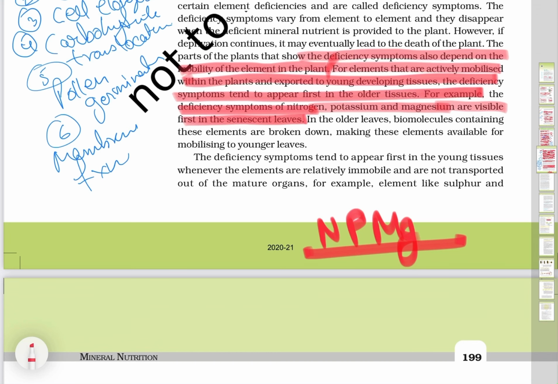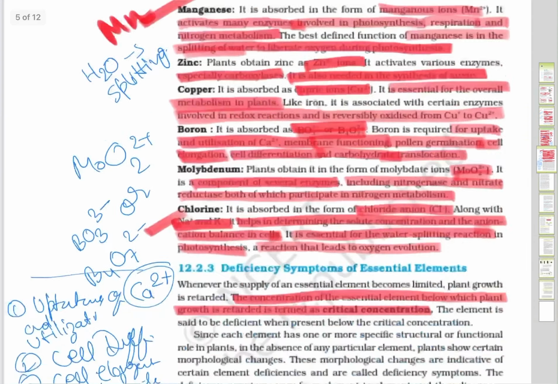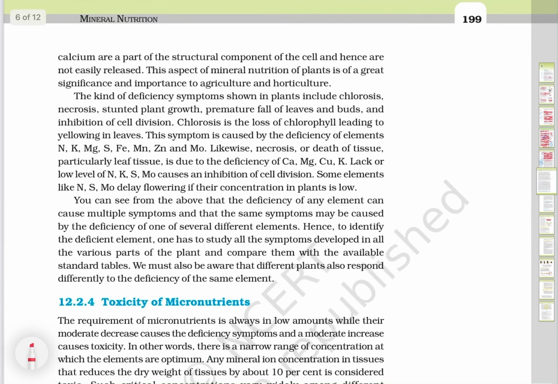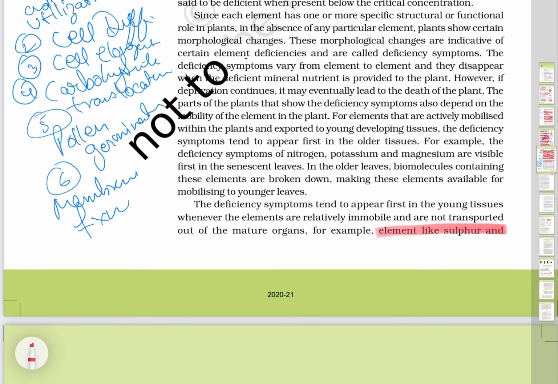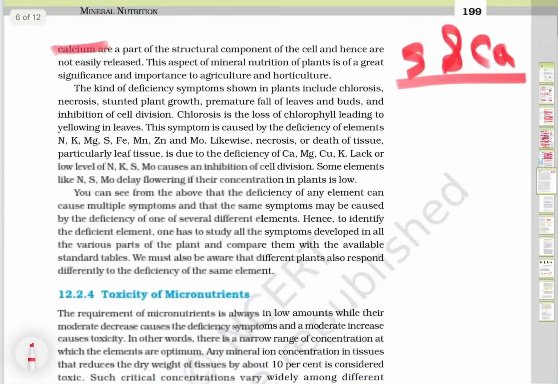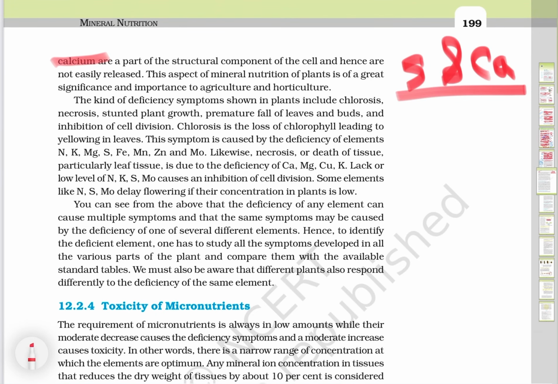The deficiency symptoms tend to appear first in young tissue wherever the elements are relatively immobile. For immobile elements, the deficiency symptoms appear in young leaves or tissues, because they are not transported out of the mature organs. For example, sulfur and calcium are immobile, so their deficiency symptoms will first appear in young tissue, while nitrogen, potassium, and magnesium are mobile, so their symptoms will first appear in old tissue. These are part of the structural components of the cell, and hence are not easily released.